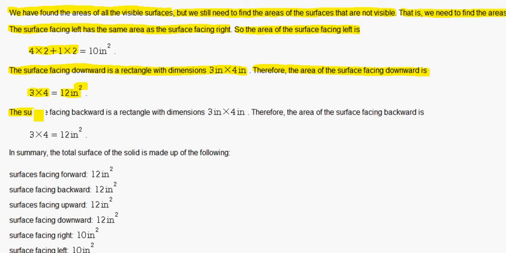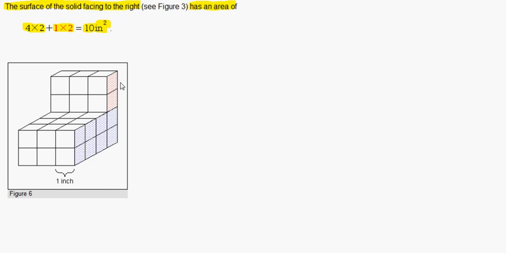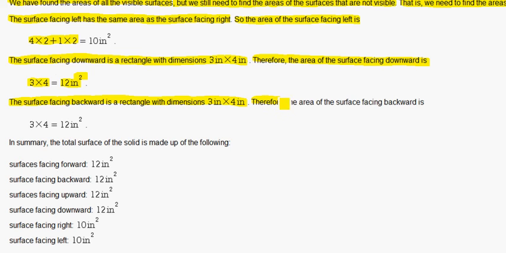The surface facing backward is a rectangle with dimensions 3 by 4 inches. We can tell that the surface on the back has 3 squares by 4 squares. Even though we can't see it, we can see the outline of the squares. Therefore, the area of the surface facing backward is 3 by 4, which is 12 square inches.